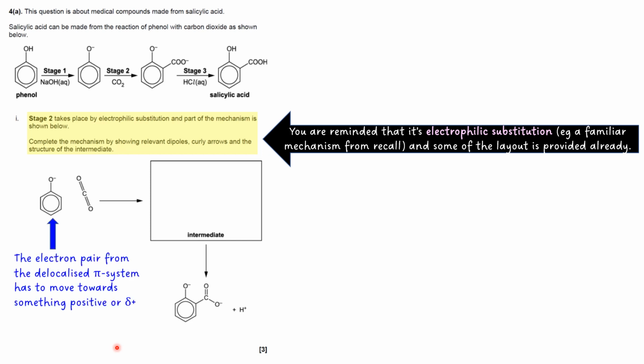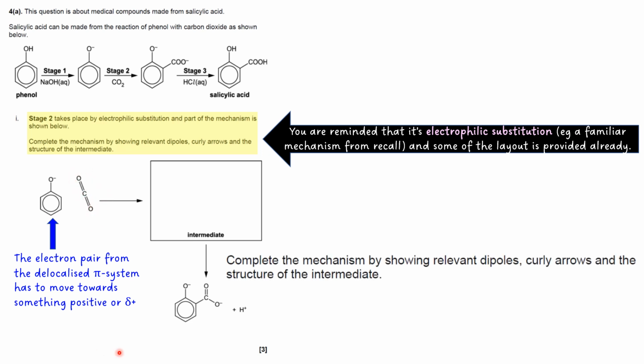So thinking about what you probably remember from electrophilic substitution, you want to move an electron pair out of the delocalized pi system towards something that can behave as an electrophile. So that means an atom that's positive or delta positive is what you're after. Now carbon dioxide on its own is a neutral compound, so how do we deal with this? We have to think about the dipoles and the curly arrows first.